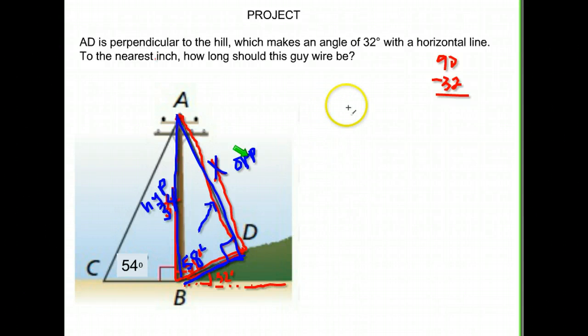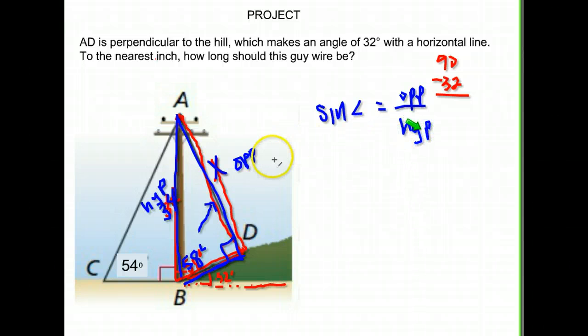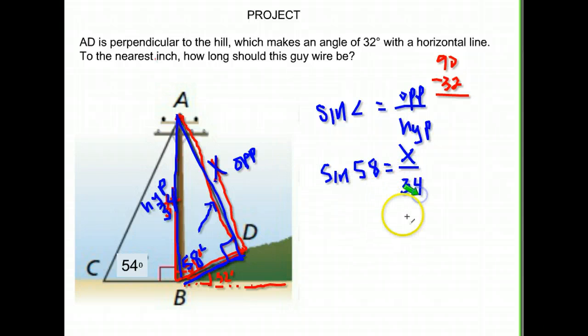Well, hopefully you took a look in your notes and you find out that the sine of an angle is opposite over hypotenuse. So that's what we'll have to use because those are the parts we're working with. We write down our equation. Sine of the angle, what's the measure of our angle? 58 equals the opposite side, x, over our hypotenuse, which was 34 this time.